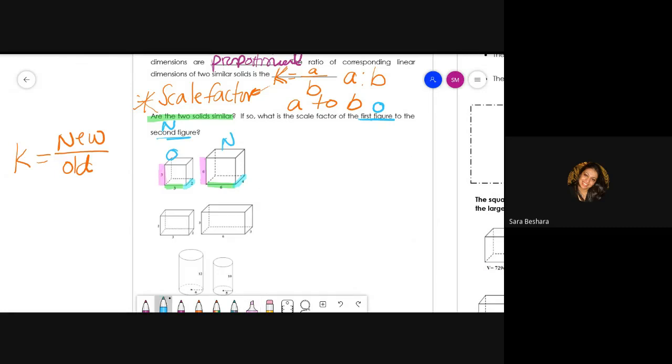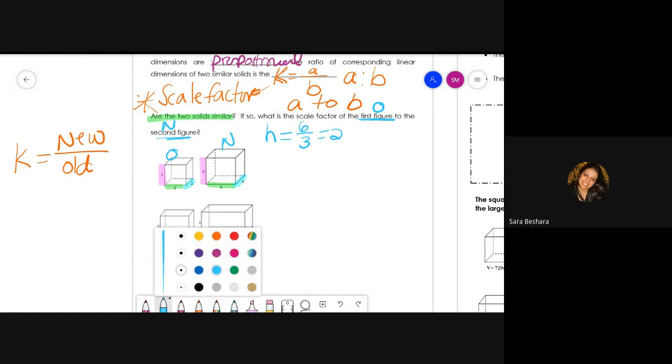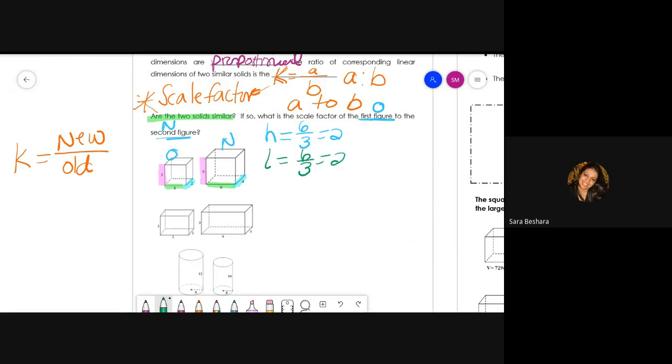So first, let's find the scale factor from old to new, height to height. For the height, we have height to height, new over old, that would be 6 over 3, and that will give us 2. Now let's try the length. Color coding does help a lot. In this case, it would also be 6 over 3, which will give you a scale factor of 2. Again, it's new over old, that's what I'm doing.